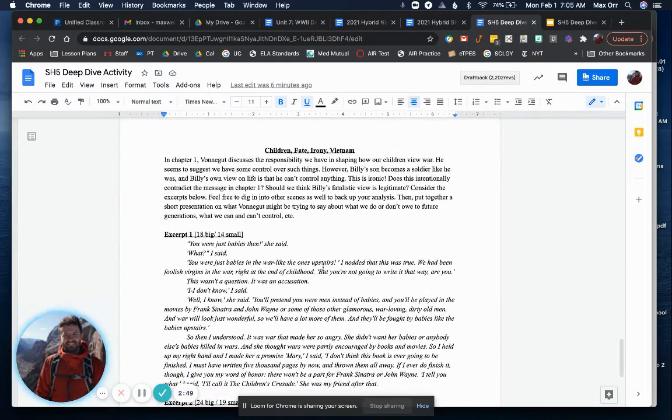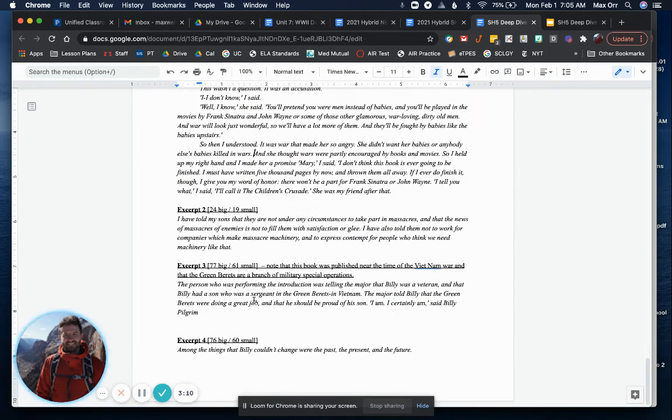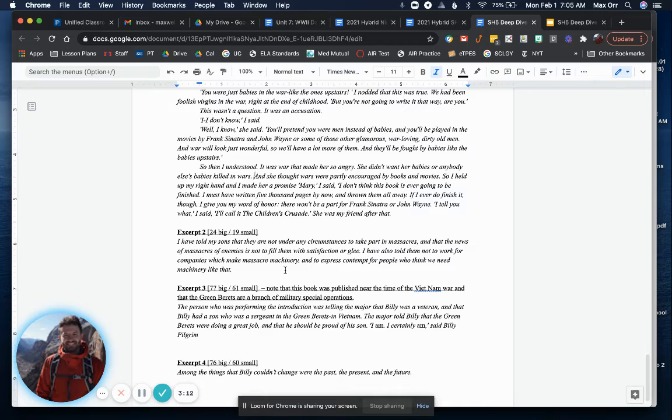And this is option 3, the topic of children, fate, irony, and the Vietnam War. In chapter 1, Vonnegut discusses the responsibility we have in shaping how our children view war, but then in the book, Billy becomes a Green Beret, a soldier, just like Billy is, which is really ironic. So this, again, gives you excerpts in the book to go flip to, do a little bit of analysis, and decide what you think about the text.